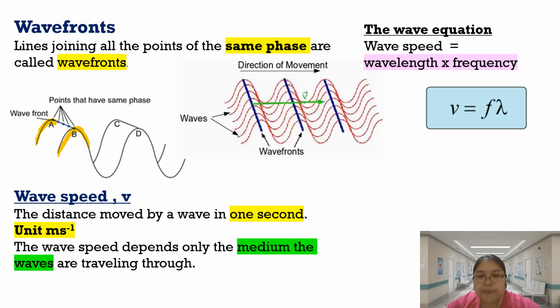So another example also here. Can you see all the crests are up? Then I join all of them with a straight line at the crest. So we call this one a wavefront.